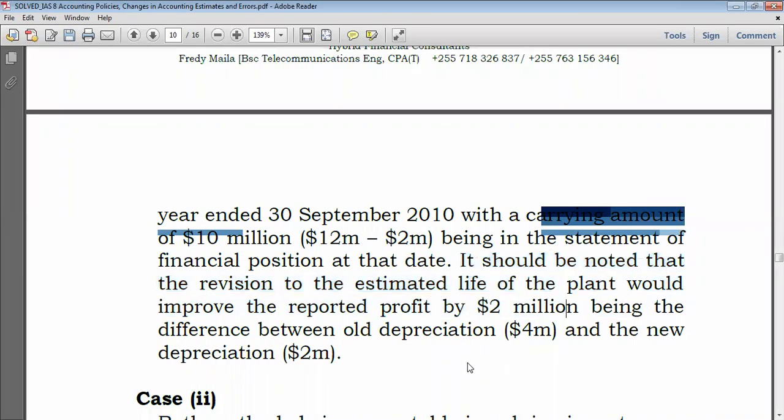As you have seen now, without revising the useful life, the depreciation was 4 million each year. How was it obtained? It was cost 20 million minus residual value 0, divided by 5. That was 4 million. The original depreciation was 4 million. But now the revised depreciation is 2 million. So depreciation would have fallen by 2 million, from 4 to 2 million. Depreciation falling by 2 million indicates that profit would also have increased by 2 what? By 2 million. So this is how we deal with such questions.